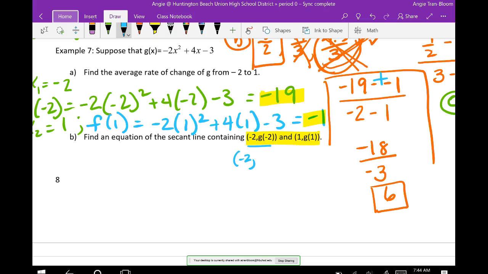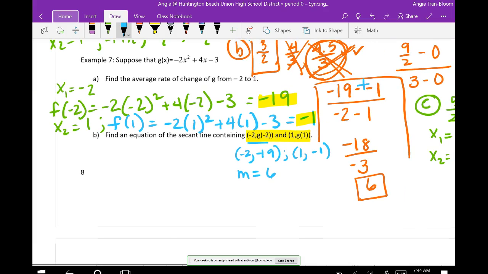You found it already. -19, okay? And this one said 1, comma g of 1. What is g of 1? -1. What is the slope that we are going to use? What is it? 6. All right, let's put it together as a line.